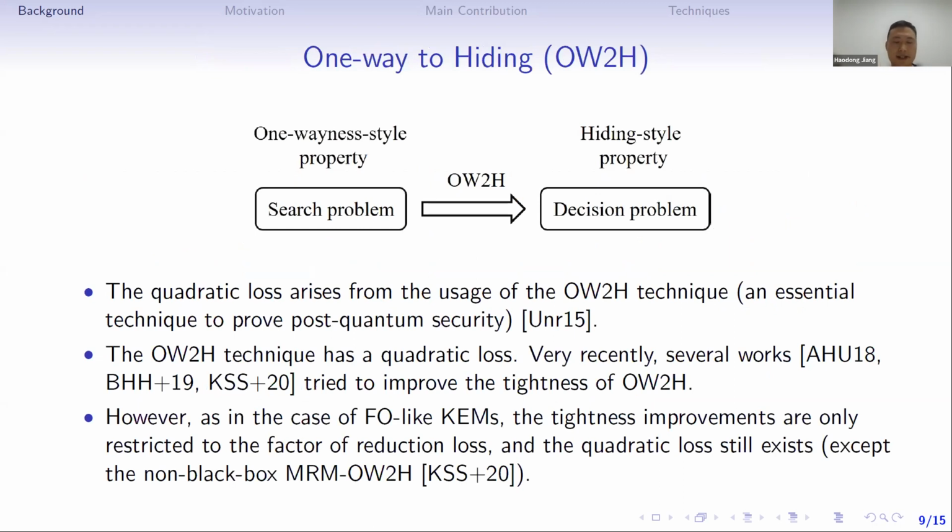The quadratic security loss arises from the usage of the one-way-to-hiding technique. The one-way-to-hiding technique is an essential technique to prove post-quantum security of a crypto system. It gives a reduction from a search problem to a decision problem. Recently, several works try to improve the tightness of the one-way-to-hiding. However, as in the case of FO-like KEMs, the tightness improvements are only restricted to the factor of reduction loss, and the quadratic security loss still exists.